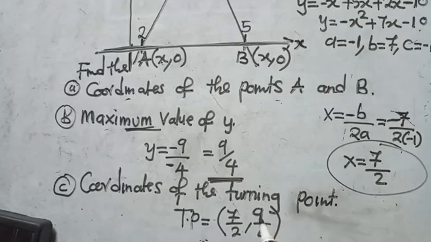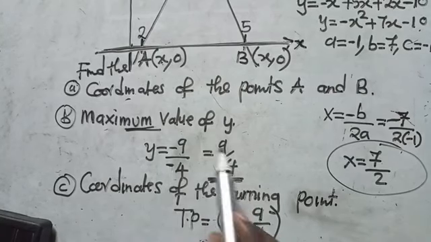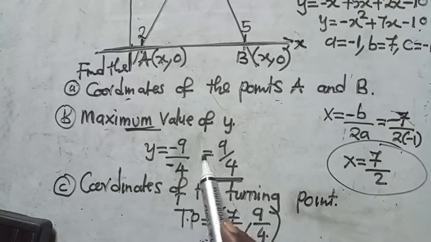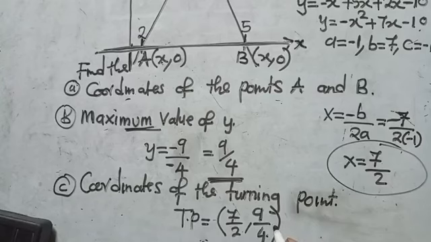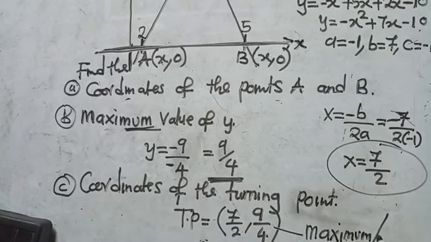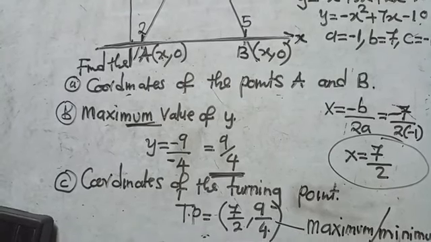This value for y is called the maximum or minimum value of the function. This is the reason why I had to use this particular formula. So on the turning point, the value for y can be used as maximum or minimum, depending on the nature of the graph.